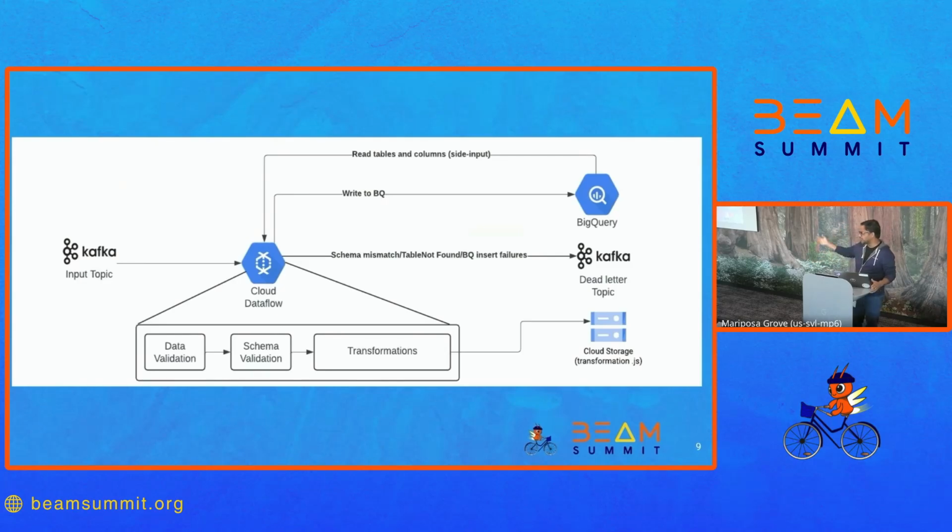and then they can put that in a GCS bucket. The pipeline will pick that up and run those transformations. The whole pipeline is written in Java, so you don't have to really modify your Java pipeline.